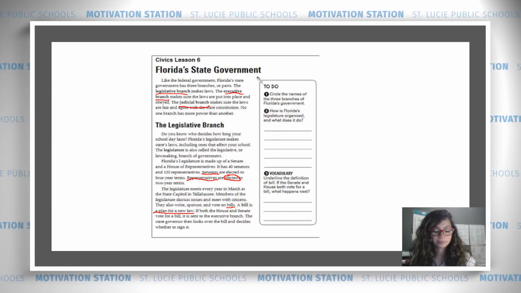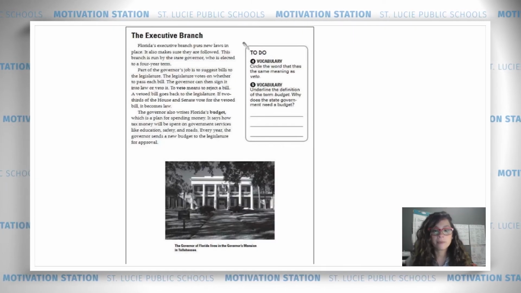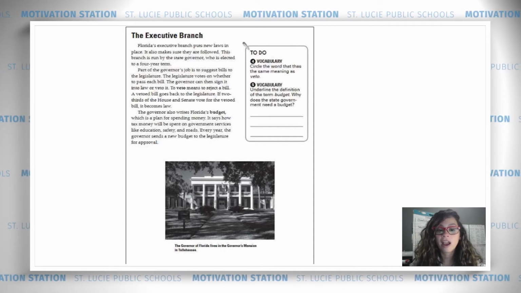Let's continue. So, the executive branch. Florida's executive branch puts new laws in place. It also makes sure that they are followed.